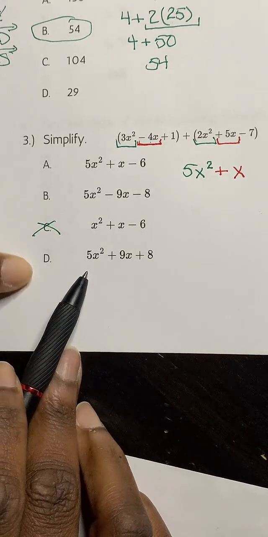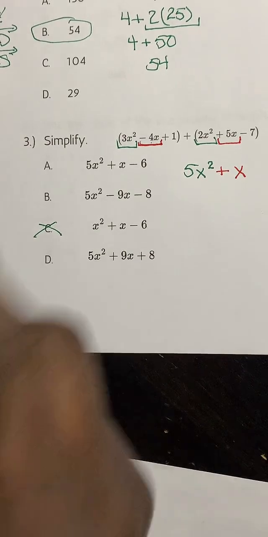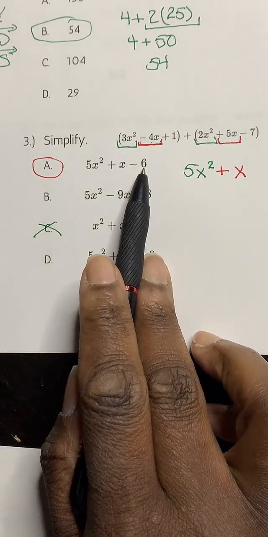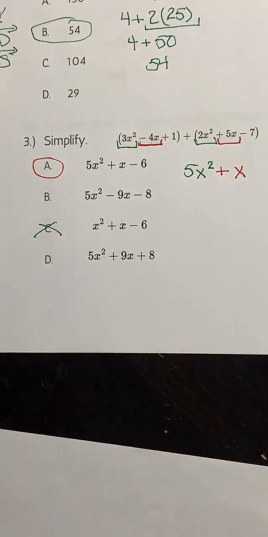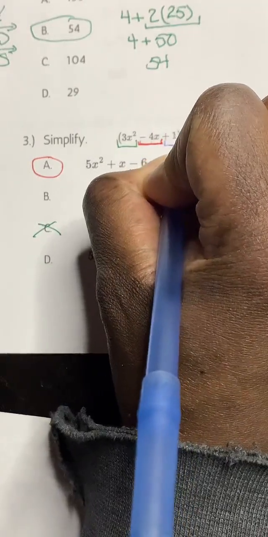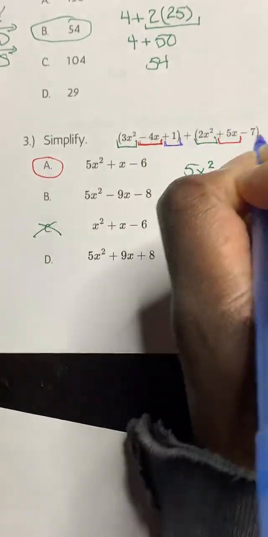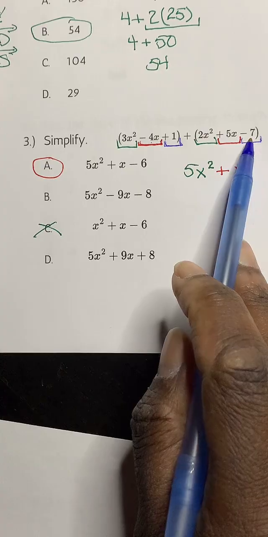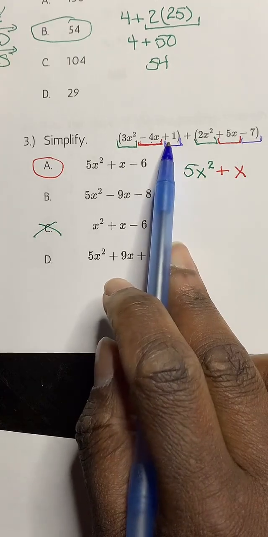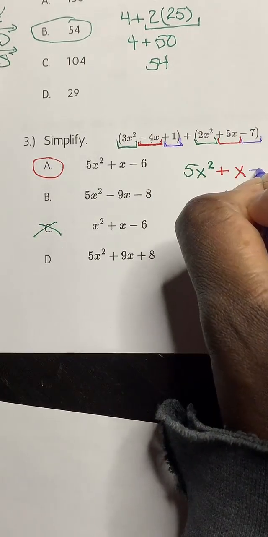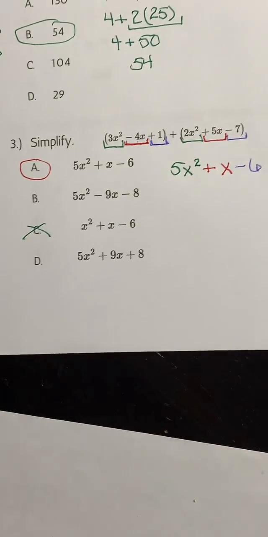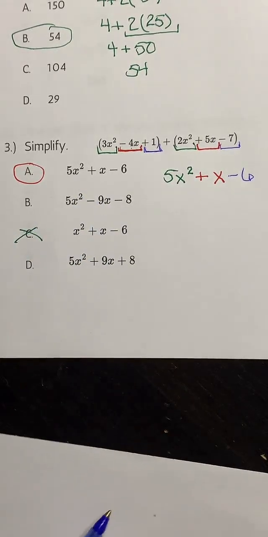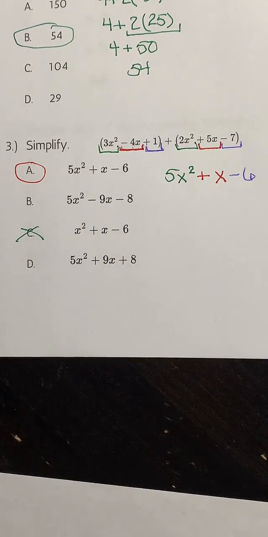So when I'm looking at my answer choice, that means my answer should be A. But how are we getting the negative 6? Well, we have 1 plus negative 7. So if you owe me $7, you gave me $1, that means you still owe me $6. Okay? So your answer choice in this case is going to be A.